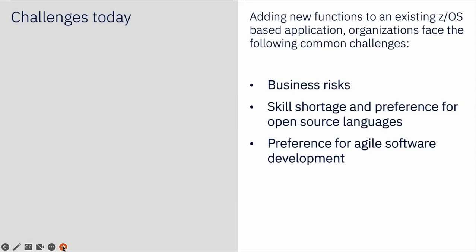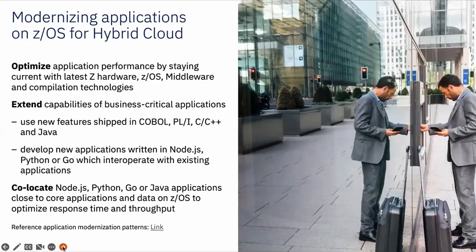So we wanted to address all this, hopefully through what we can do in the compiler portfolio and the language portfolio today. So when we talk about modernizing applications on z/OS for hybrid cloud, we're looking at really three things, right?